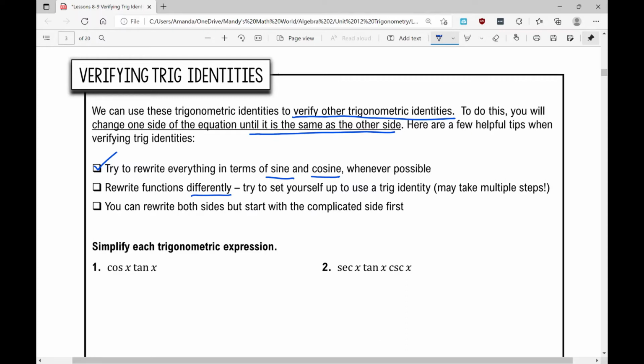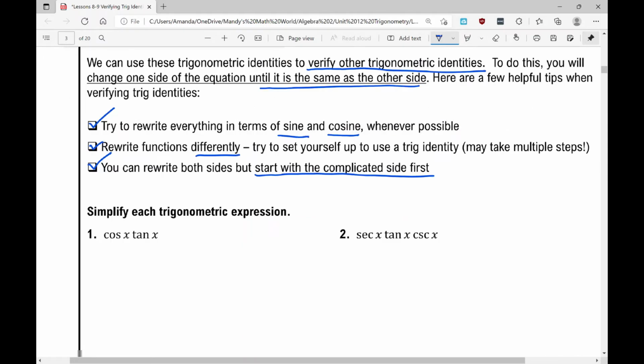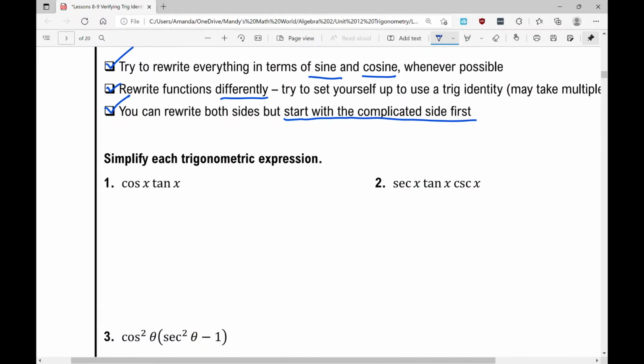And you're going to try to set yourself up when you rewrite it to use a trigonometric identity. So you're going to be referring back to the previous table where we went through all of those fundamental trigonometric identities. You're going to have to keep that out and refer to it as you're working through all of these examples and problems. The next thing, you can rewrite both sides, but we're going to start with the complicated side first. So the first thing we're going to do is just practice simplifying each trigonometric expression.